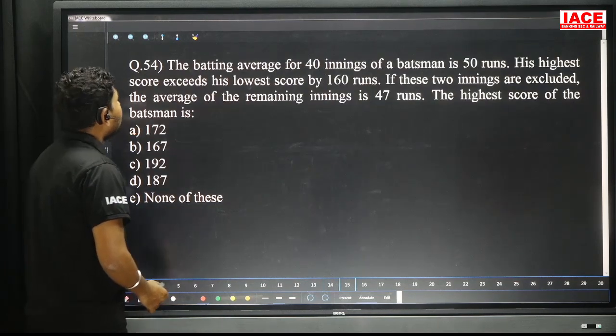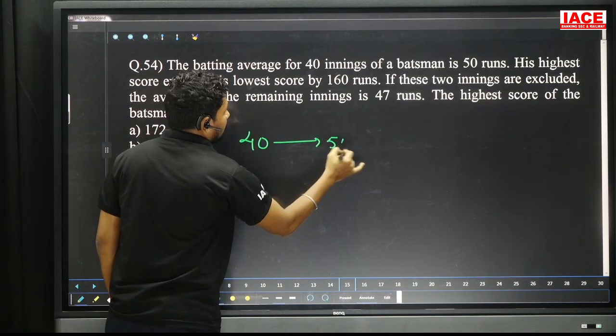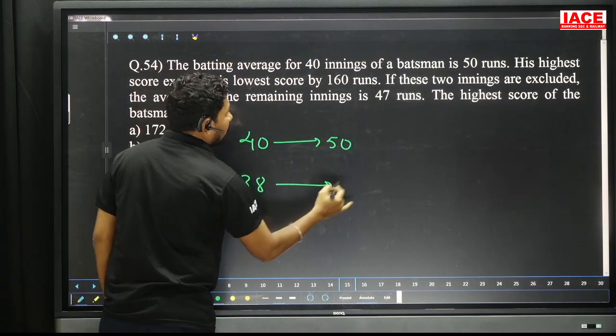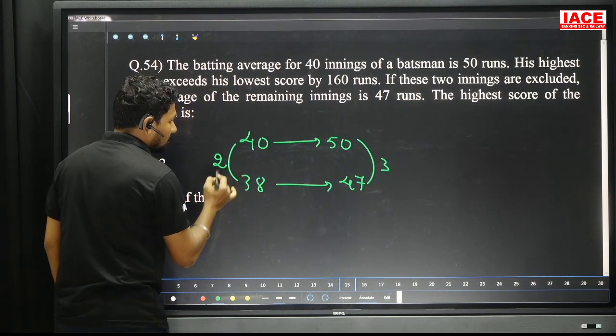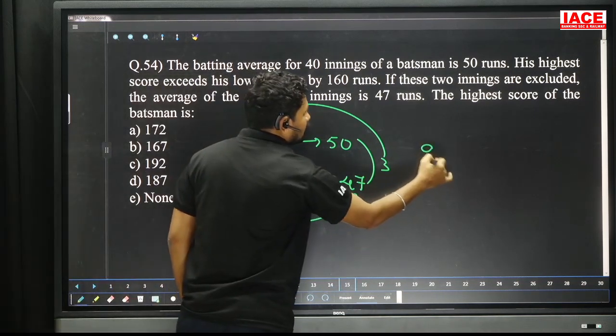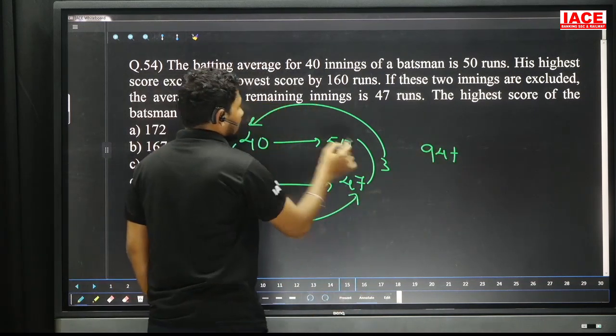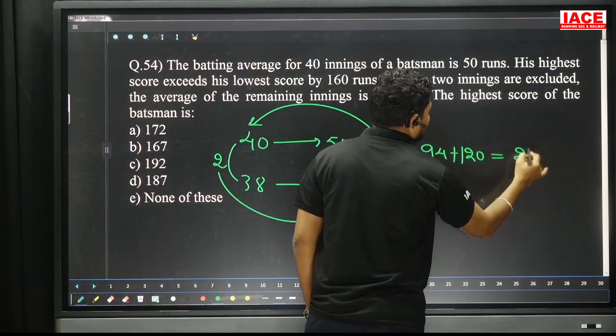Move to the next one. Question number 54. 40 innings average is 50 runs and 38 innings average is 47. The average decreased by 3. The innings are decreased by 2. 2 will be multiplied here. 3 will be multiplied here. 2 into 47 is 94 plus 40 into 3 is 120. Overall it is equal to 214.